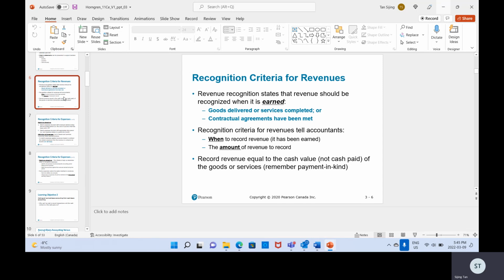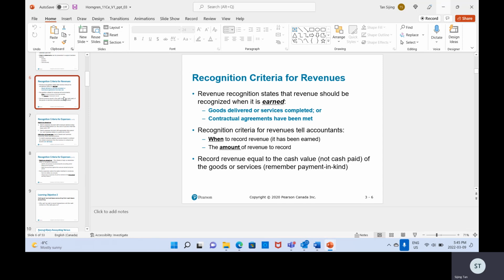Revenue is earned in most cases when the business has delivered a complete good or service to the customer. So goods delivered, or service completed, or contractual agreements have been made. Revenue is earned when the business has delivered a complete good or service to the customer or clients. Many students have difficulty understanding that revenue recognition is not related to cash.